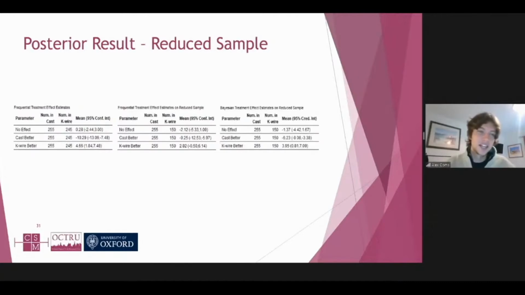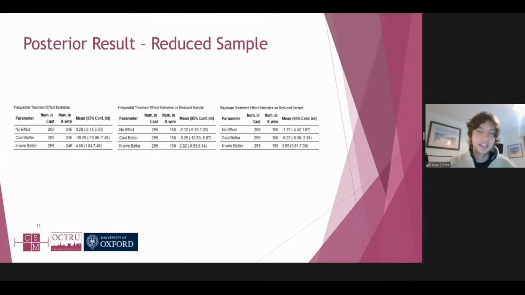So on the left-hand side are our frequentist estimates for all 3 made-up data sets using the full sample size. In the middle are the frequentist estimates using the reduced sample size. So you can see 255 versus 150. And on the right-hand side are our Bayesian estimates using the reduced sample size and an informative prior.